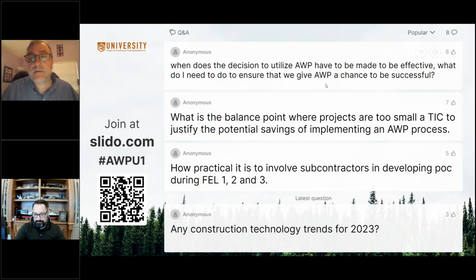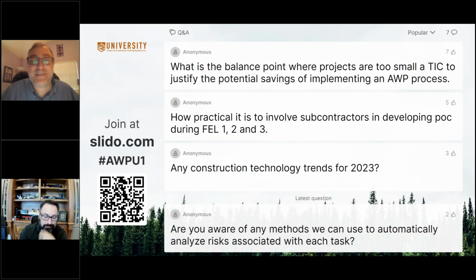The earlier the better. FEL3, great. If not, as soon thereafter as possible. You want to get the most bang for the buck out of it. Do this earlier rather than later. I mean, we've always said that there's a big difference between work phase planning and advanced work packaging. And it's not just starting early, but it's also doing it systematically.